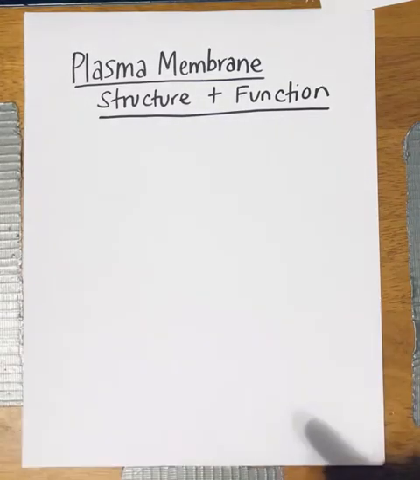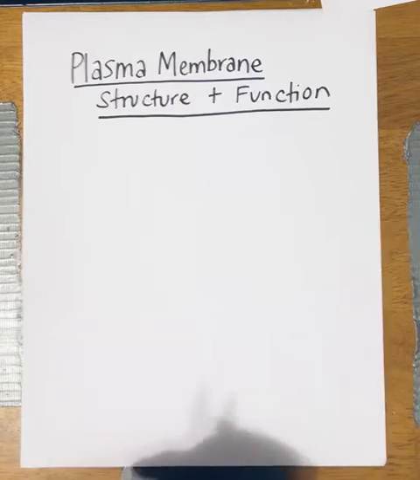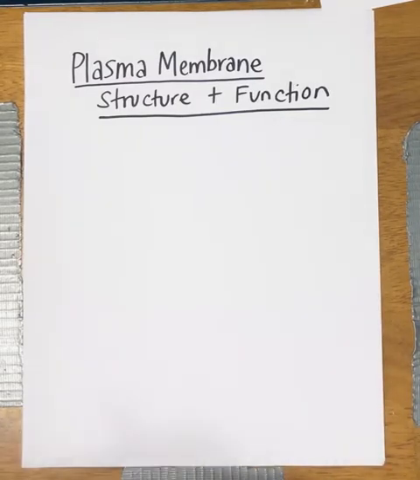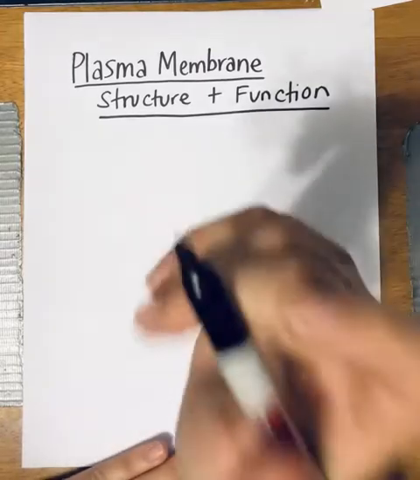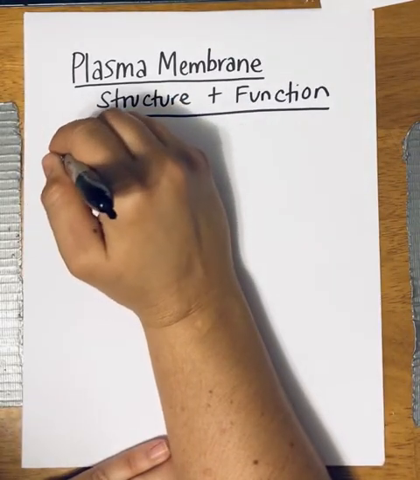All right, we're going to talk about the plasma membrane. We're going to talk about the structure and the function. Now we are in chapter 3, we're covering the cell. So before we move on, we really need to review the basic structures of the cell. So there's going to be 3 basic structures.